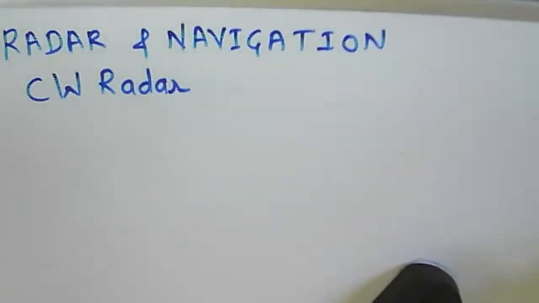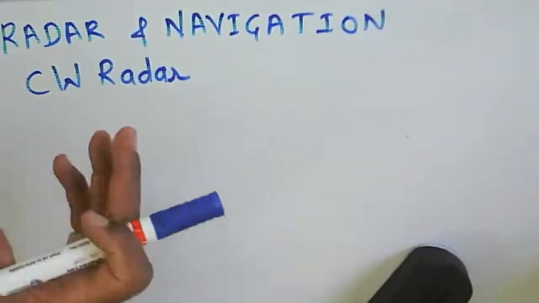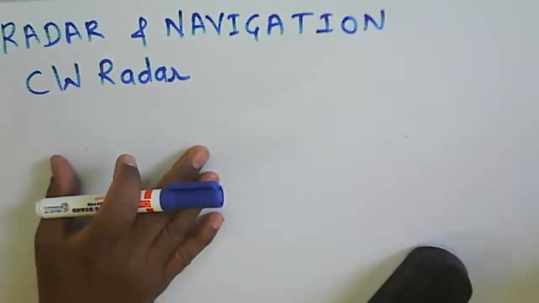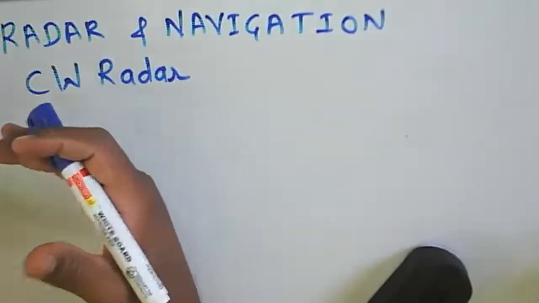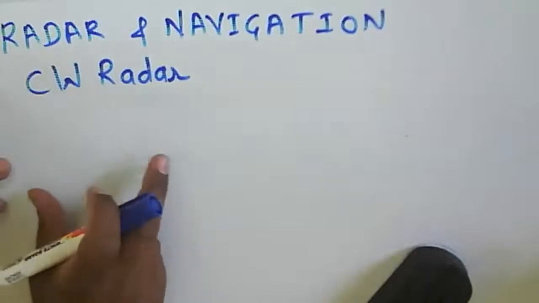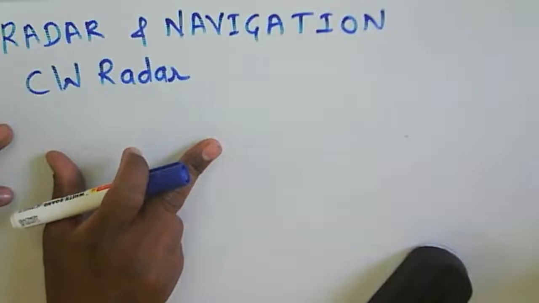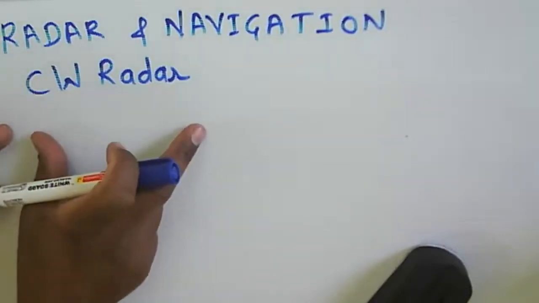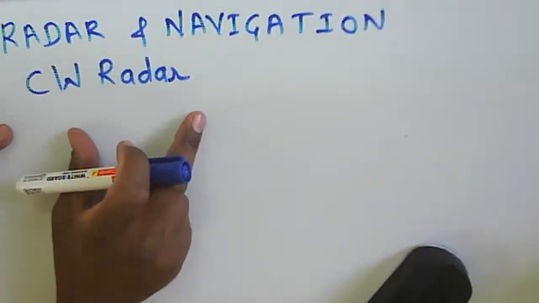Generally a CW radar is used to measure the velocity. Even so, we can use it to measure the range also. We can consider the difference in the frequency or phase of the received echo signal. Through that we can measure the velocity as well as the range of the object. But generally a CW radar is not used for the measurement of the range. It is used for the measurement of the velocity.